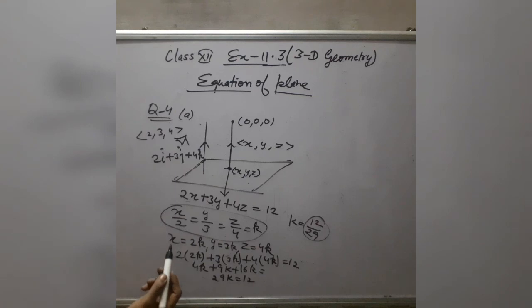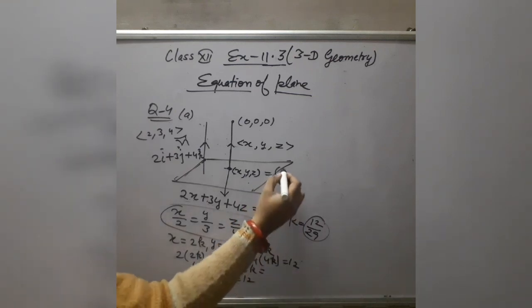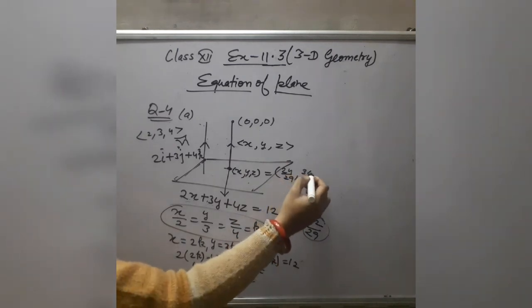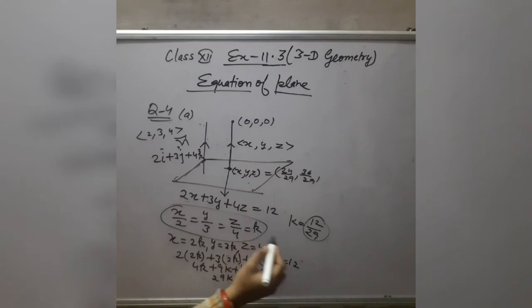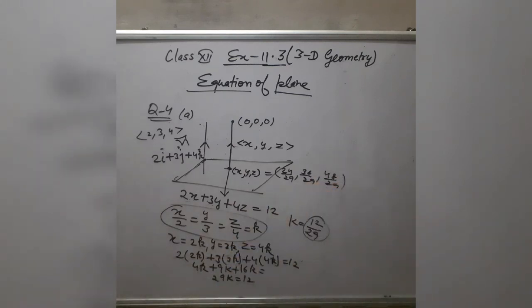Now what is x? x is equal to 2k. So x will be 2 into 12/29, which is 24/29. y is 3 into 12, 36/29. z is 4 into k, which means 48/29. This is the value of x, y, z, and the value of x, y, z gives you the foot of the perpendicular on this plane.